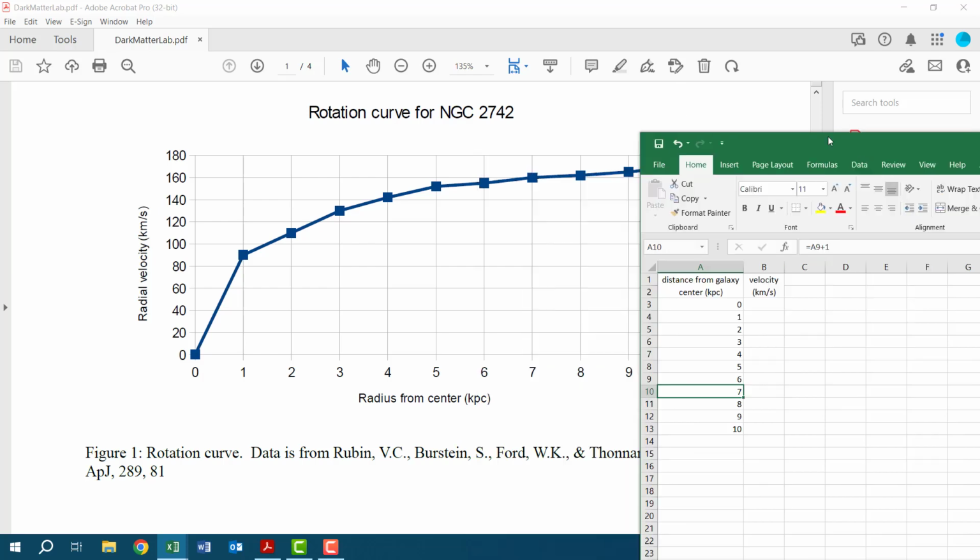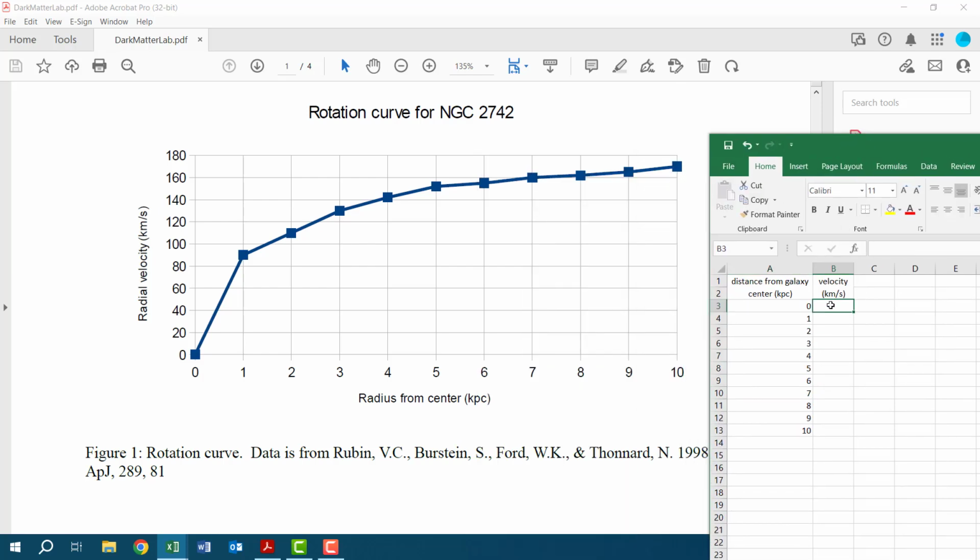And here's where I just read off the values and put them in the graph. So I'll demonstrate a few and then pause. The first one would be this one, 0, 0, so enter the 0. And then for stars at a distance of 1 kiloparsec from the center of the galaxy, they look like they're going almost exactly at a speed halfway between 80 and 100, so I'll just enter the number 90. Stars at a distance of 2 kiloparsecs, also basically halfway between 100 and 120, so I will enter 110.